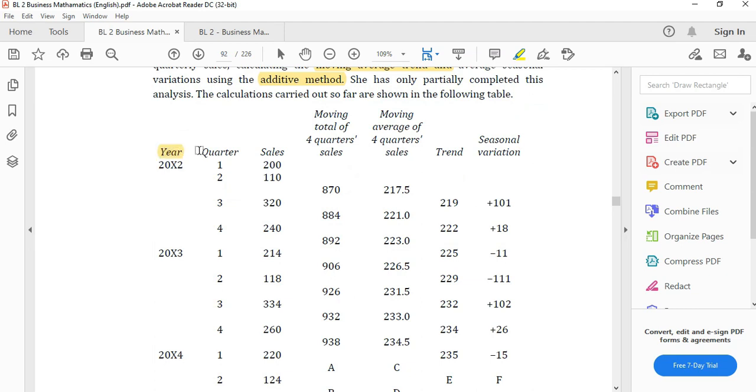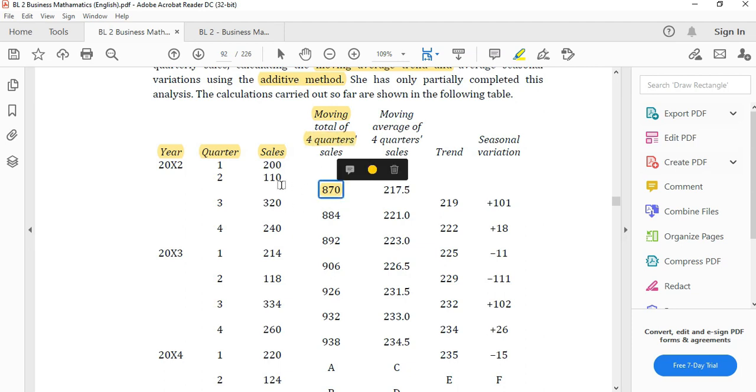So she took the year and quarter; there are 4 quarters. Then the actual sales for each quarter. Then she took the moving total. As I told you all, we put it in the middle of the difference of the total. So 870 is the total of, now they have taken 4 quarters.